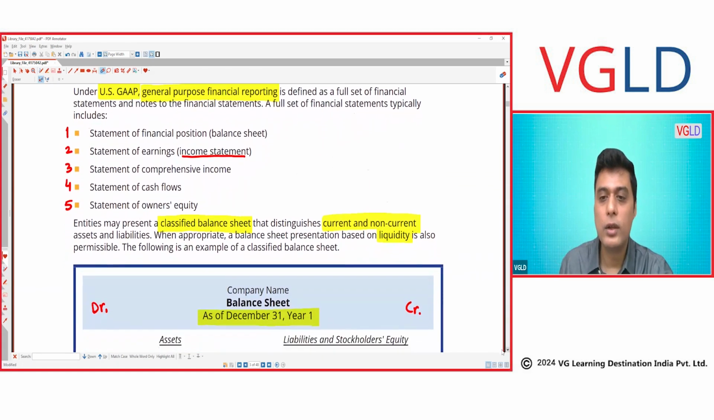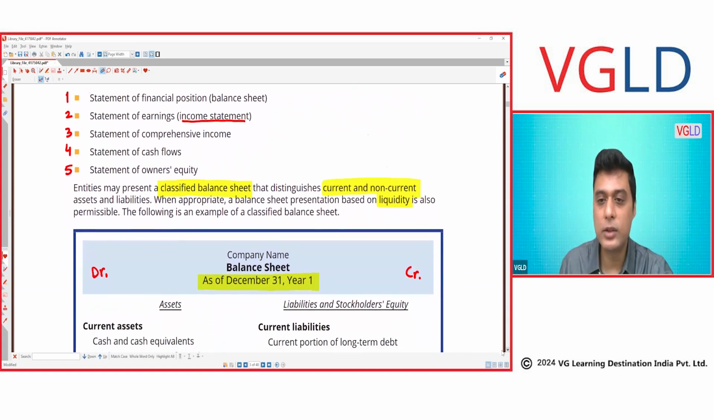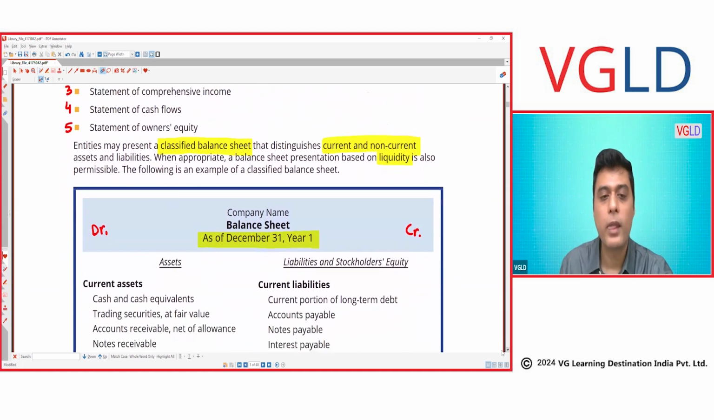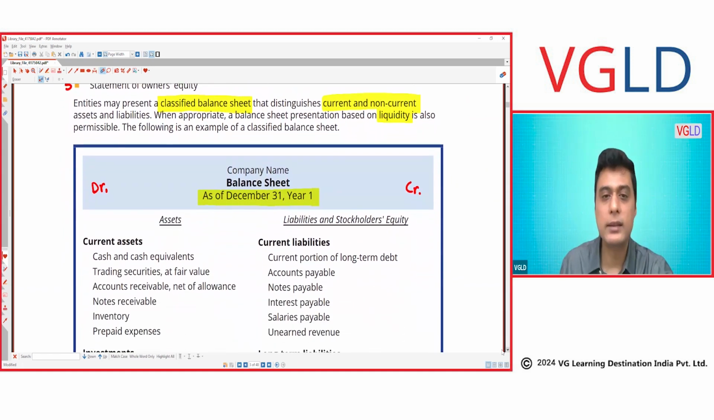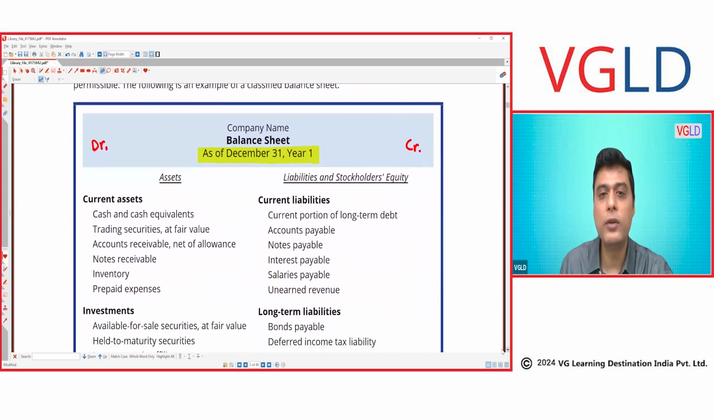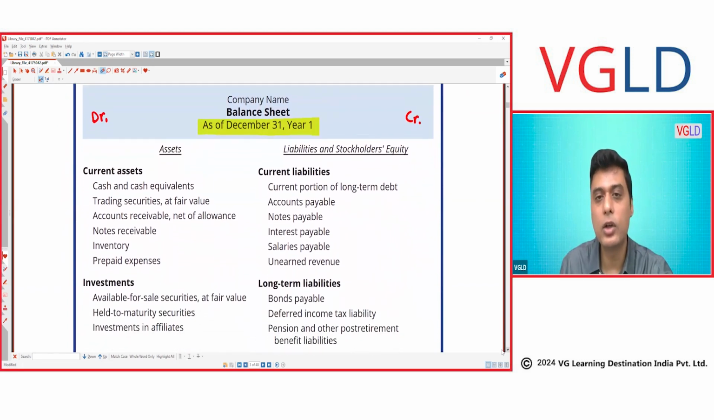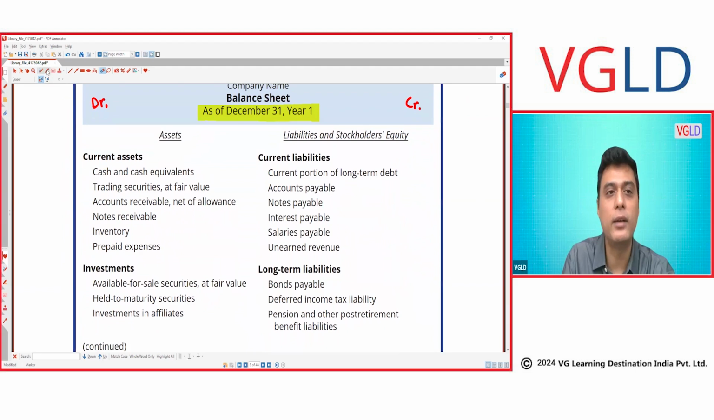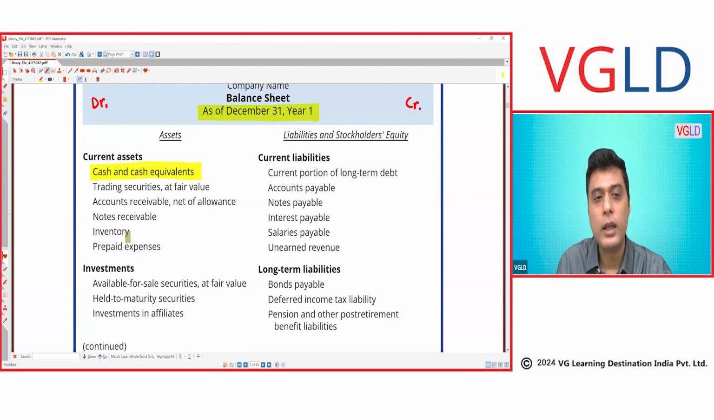Right. So in the US, assets are presented on the left, liabilities on the right. And this is a classified balance sheet and it is in order of liquidity. So the most liquid item is on the top. Cash is the most liquid item on the top. And then you go, in that particular order of liquidity, to trading securities at fair value. Okay, trading securities are shown at fair value.